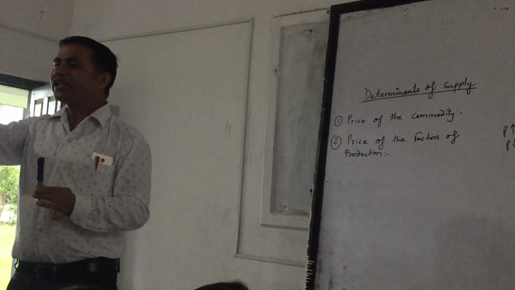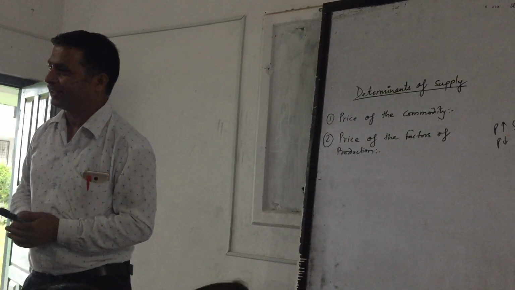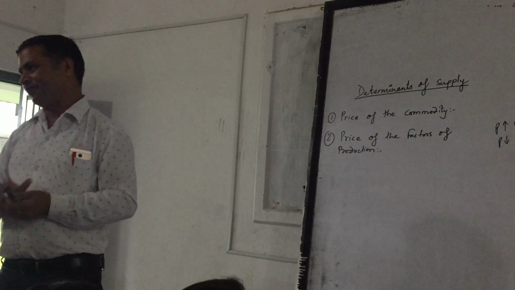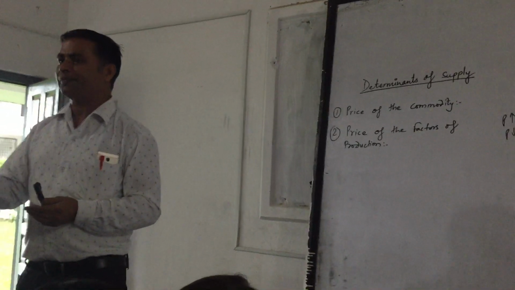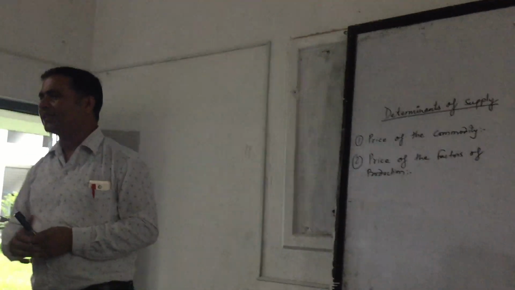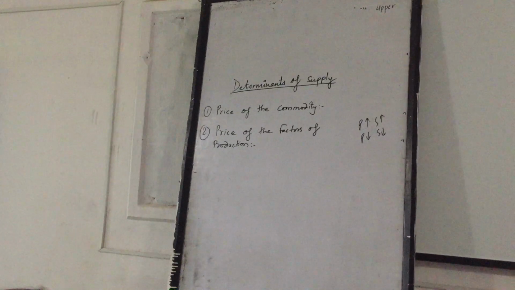So, when the price of factors of production increases, certainly the cost of production will be increased. Then supply will be decreased. When the price of factors of production is less, certainly production will be increased, because the producer doesn't have to pay maximum money for producing goods and services.